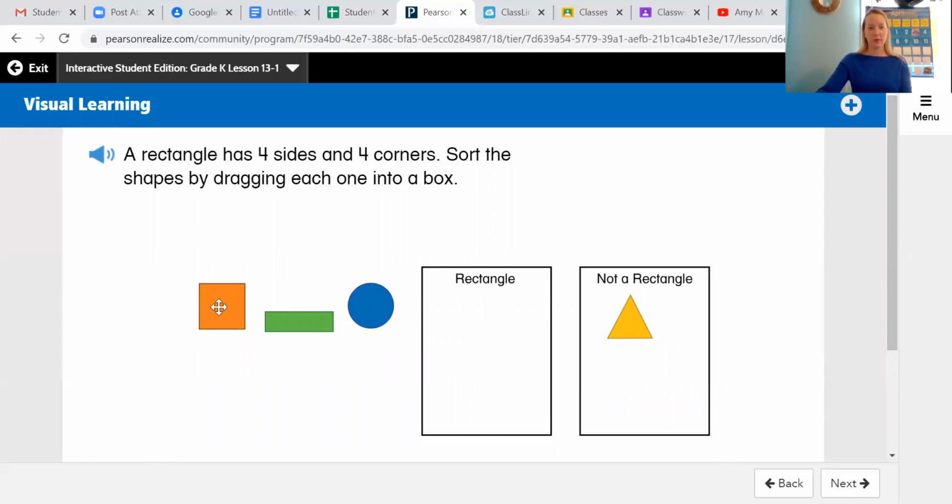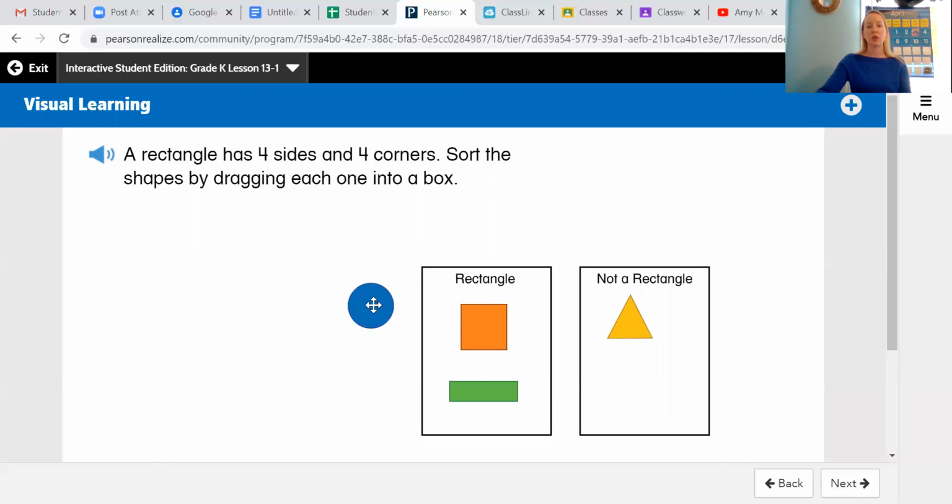Let's look at this square. Does this square have 4 sides and 4 vertices? It sure does. Good job. We're going to put it in the box that says rectangle. Let's go to this next one. Ooh, this is a rectangle. Does this rectangle have 4 sides and 4 vertices? It sure does. Good job. We're going to put it in this box that says rectangle.